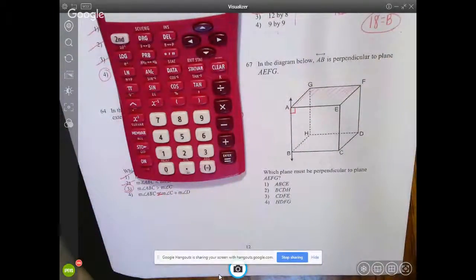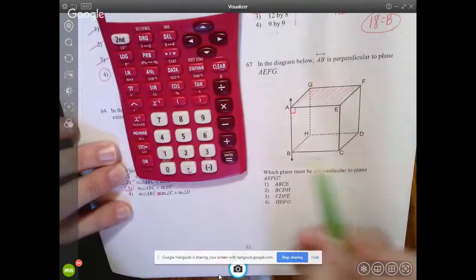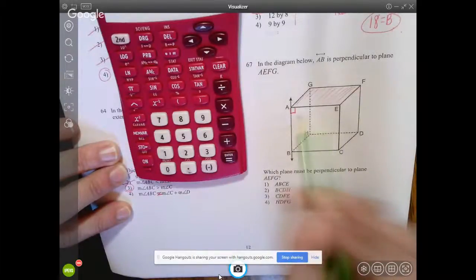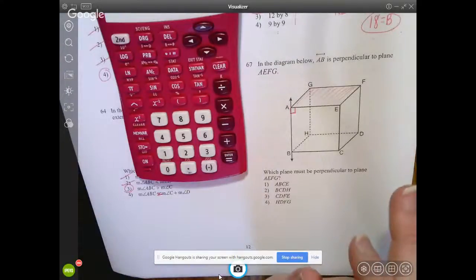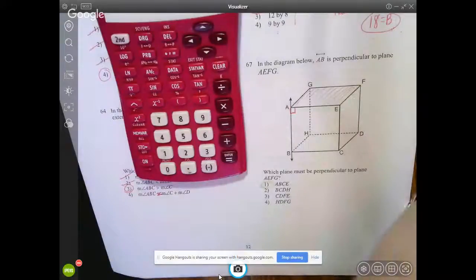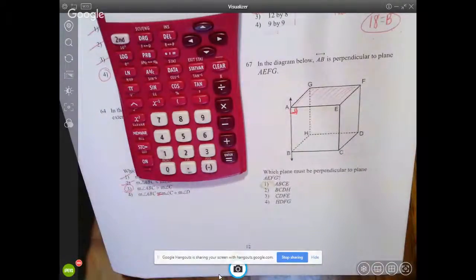So which plane must be perpendicular to AEFG? So I'm going to kind of color it. ABCE is this plane, which I think is the right answer. It is the right answer. It's number 1. And it has to be that plane because it has to touch the right angle. So that's why it's choice 1.